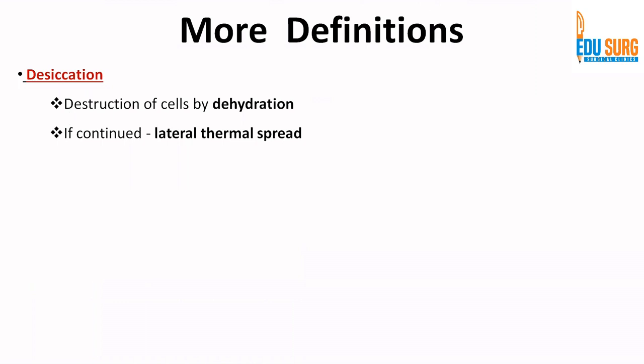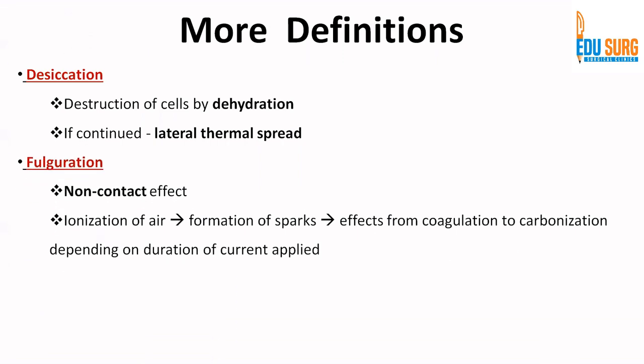But before that, just a few definitions. Desiccation means that the tissues are destroyed by dehydration. But if you continue applying the current after desiccation, it can cause a lot of lateral thermal spread, and this is one of the causes of complications in surgery.